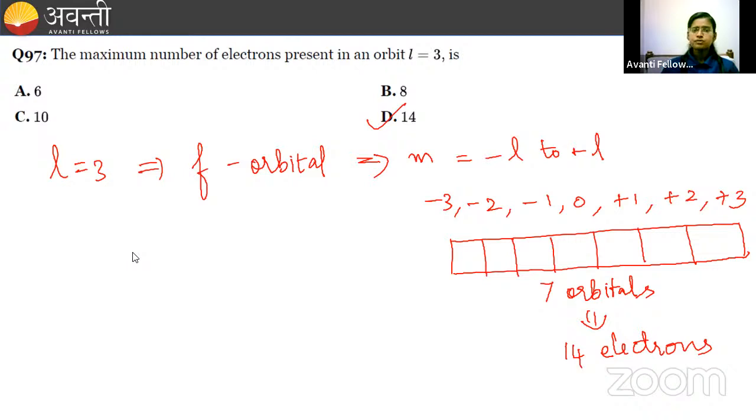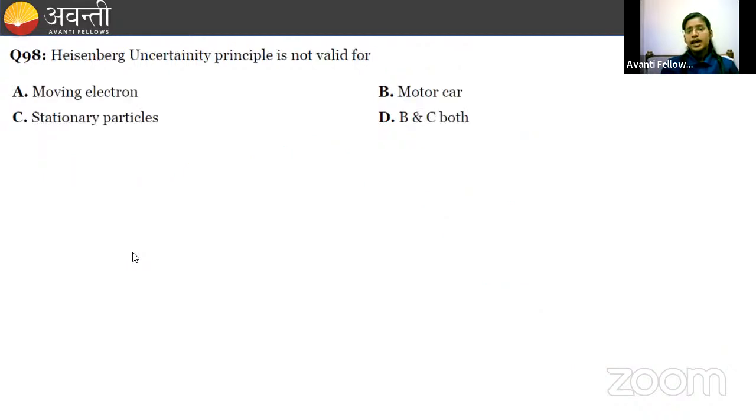Now coming to question number 98. The Heisenberg uncertainty principle is not valid for. So what is Heisenberg's uncertainty principle? It says that it is impossible to measure simultaneously both the position and the momentum of a microscopic particle with absolute accuracy or certainty. So at the same time, you cannot measure the position and the velocity or the momentum.